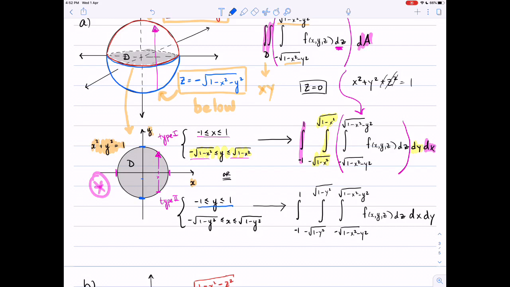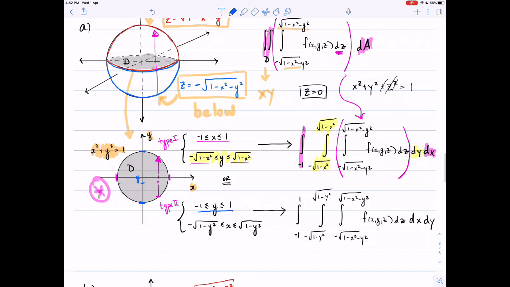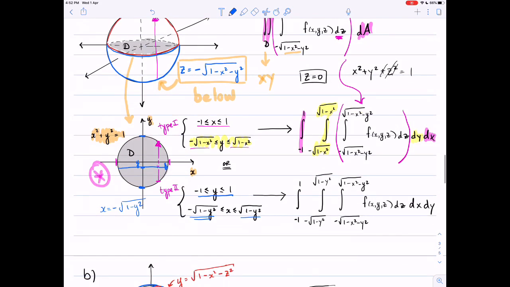And for any fixed y value, you want to see where x goes. And x goes, for any fixed y value, from the negative root, solved in terms of x. X is minus the root of 1 minus y squared, and x is plus the root on the other side. So you're going to set up that exact same thing.